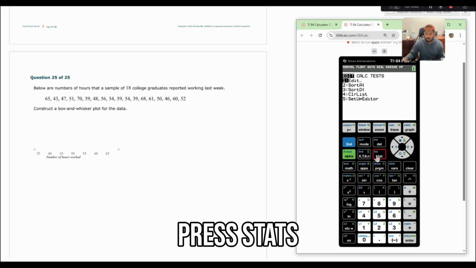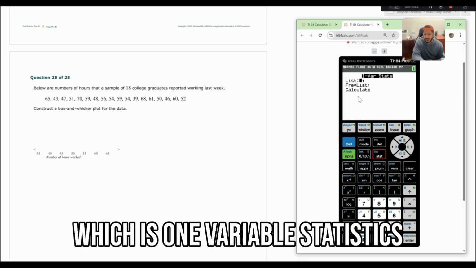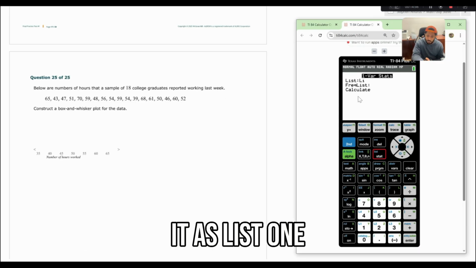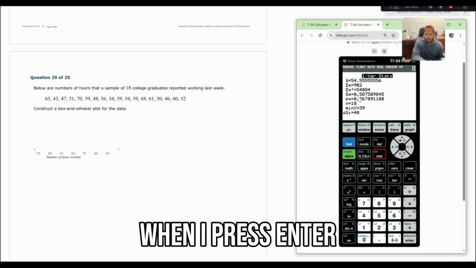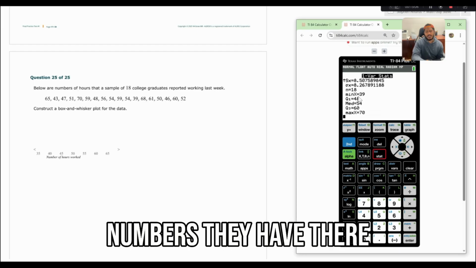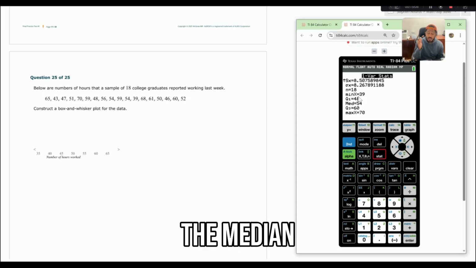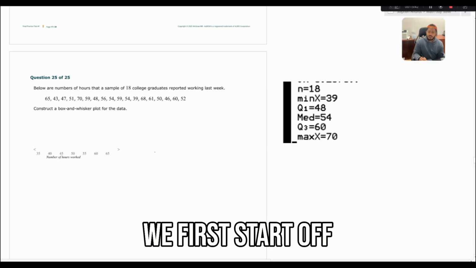Then to find the 5-number summary, press stats, go to calc, and it's under 1-Var Stats, which is 1 variable statistics. If this comes up, then you just leave it as list 1, and for frequency list, don't put anything. If it doesn't come up, press second 1. That'll bring up list 1. When I press enter to find the 5-number summary, we scroll down. And the last 5 numbers they have there, the minimum, Q1, the median, Q3, and the max, those are our 5 numbers. So to get the box for the box and whisker plot, we first start off with the median.